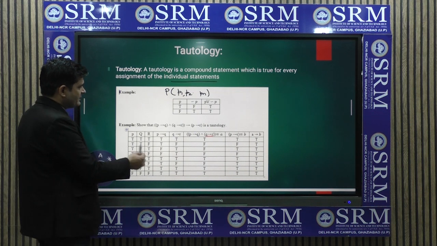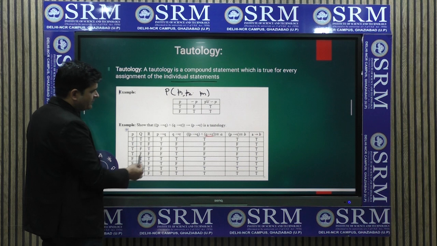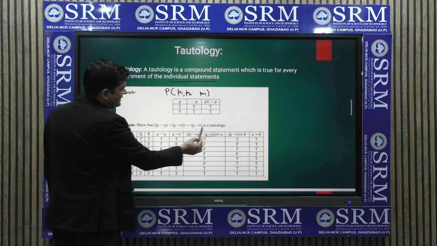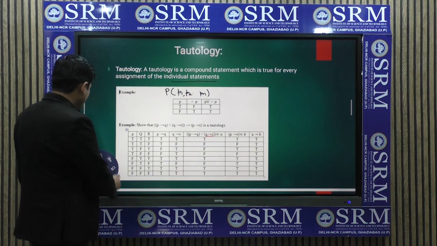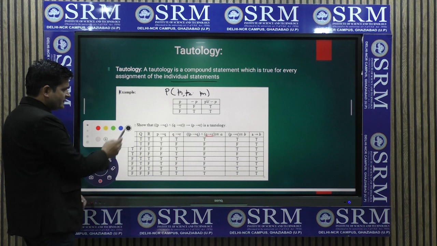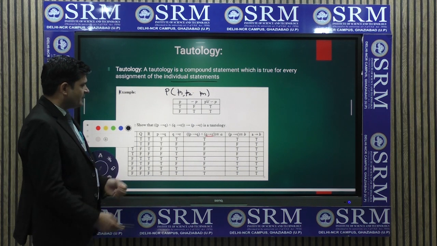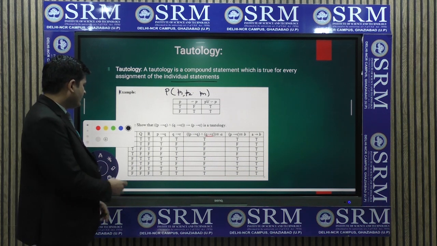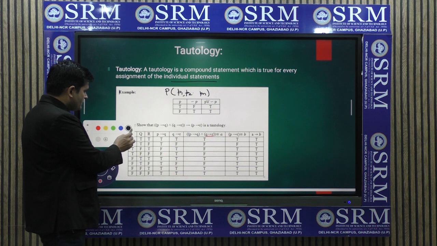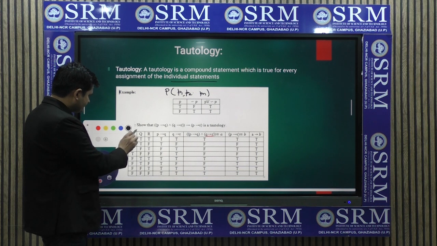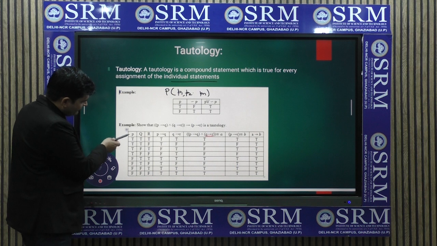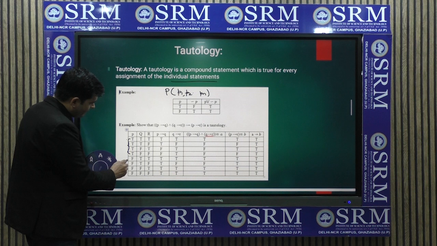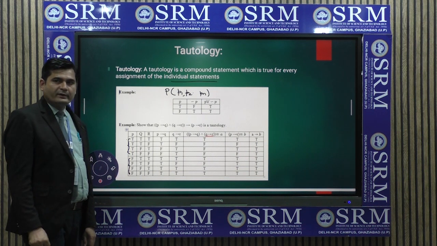Similarly, in the next example, we will show with the help of a truth table that this compound statement is a tautology. Here we have three variables, P, Q, and R. For three variables, students, we will have a total of 8 assignments. For the variable P, you will have 4 assignments for the true values and 4 assignments for the false values.